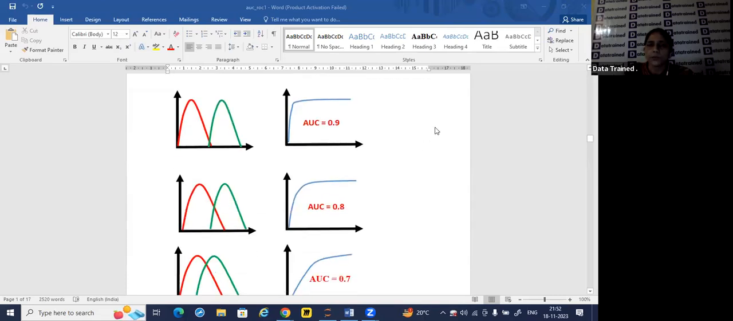From here you'll get an idea. Suppose you have some data for binary classification, and you plot an AUC ROC curve. If your model is working very well, say 90% correct, you will have the AUC in this way. You can see this particular graph has a sharp rise here.